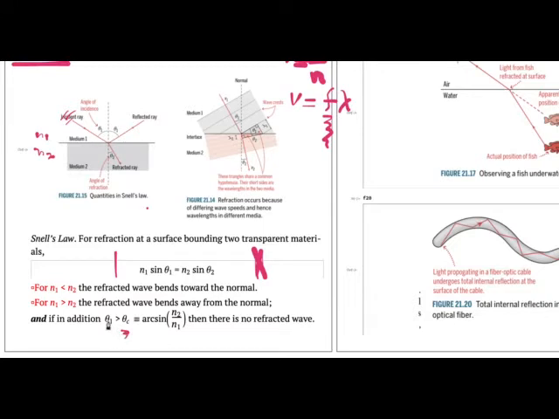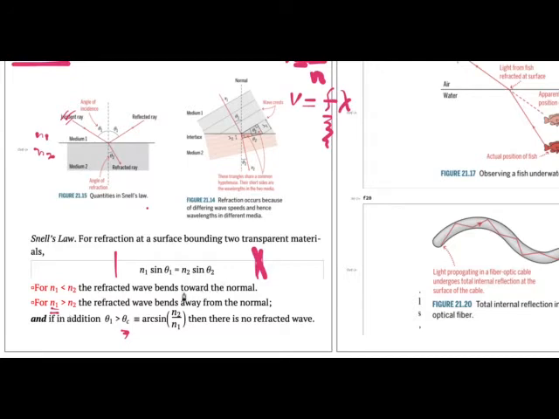And if theta 1 is larger than the critical angle, then there will be no refraction. There will be only reflection. So this is called total internal reflection. All of the incident light reflects back into the material. But it only happens if the incident light is coming in a dense material.